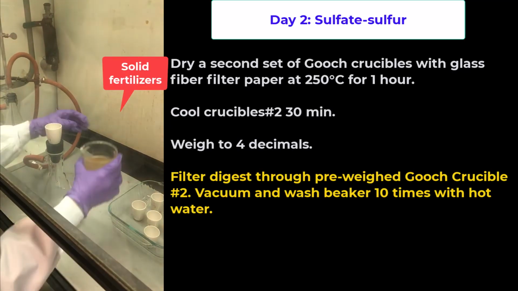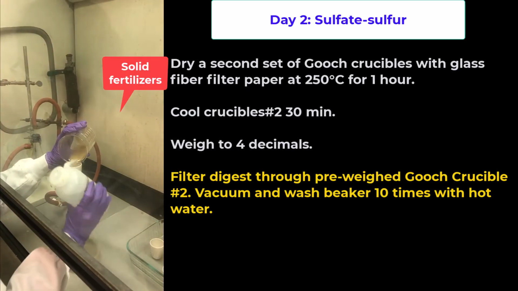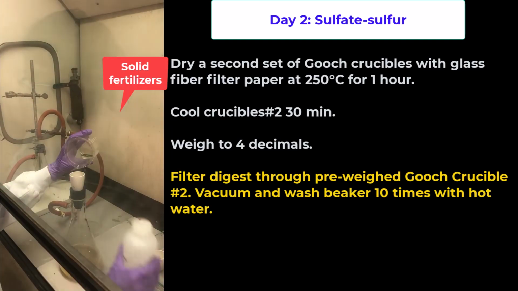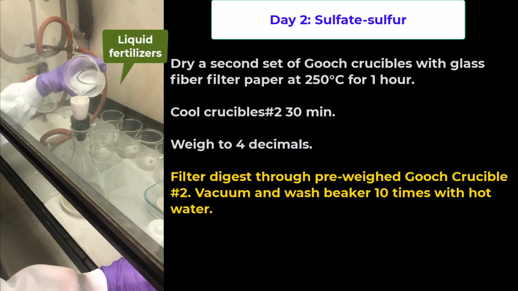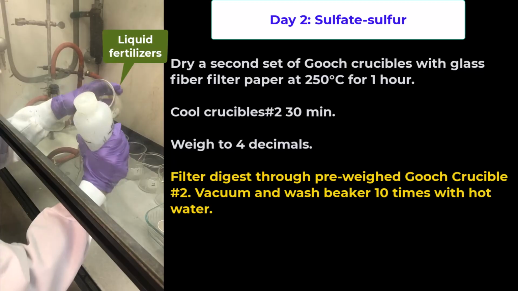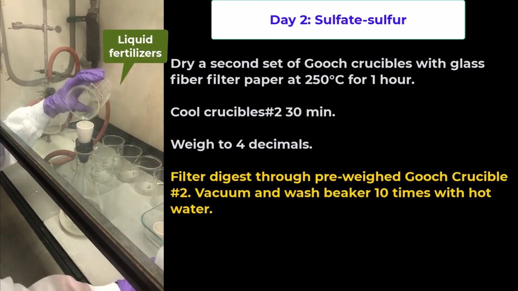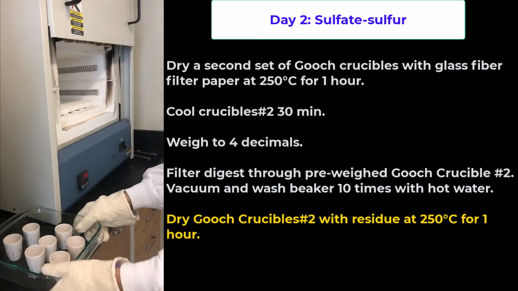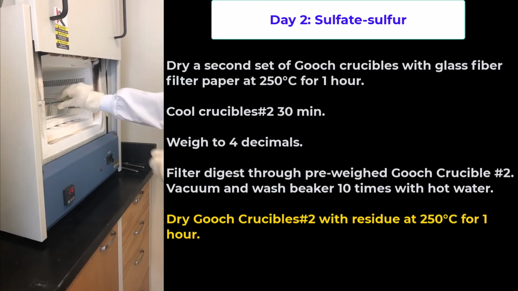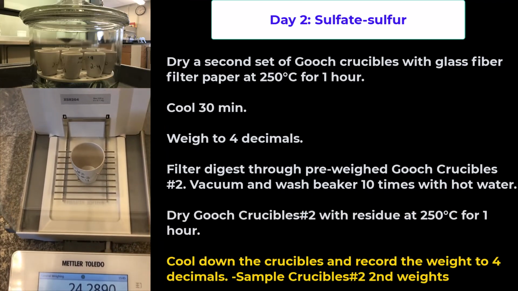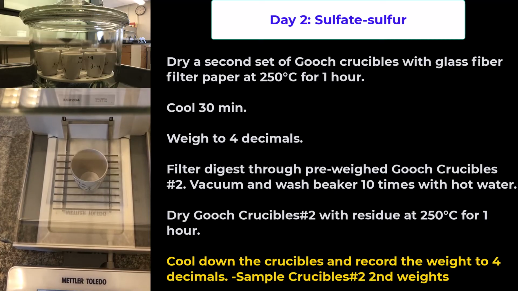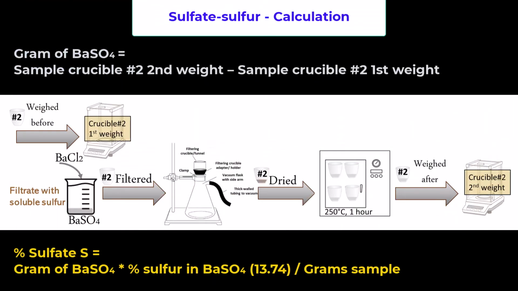Filter digest through pre-weighed Gooch crucible number 2. Vacuum and wash beaker 10 times with hot water. Dry Gooch crucible number 2 with residue at 250 C for an hour. Cool down the crucible and record the weight to 4 decimals. Calculate the percentage sulfate according to the equations.